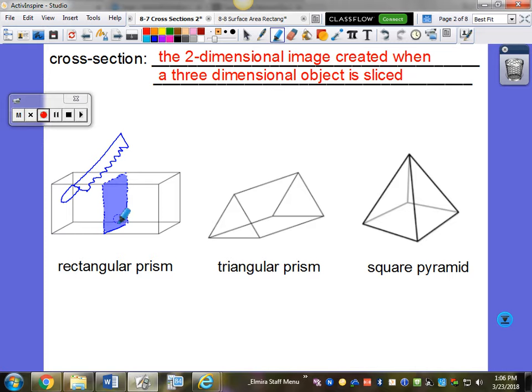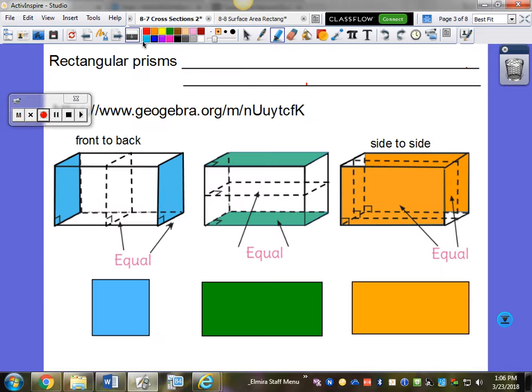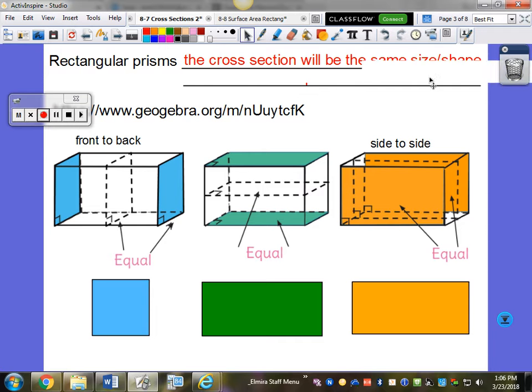So we're going to be working with rectangular prisms, triangular prisms, and square pyramids. With rectangular prisms, the cross section is going to be the same size and shape as the face that is parallel to it. What does that even mean?